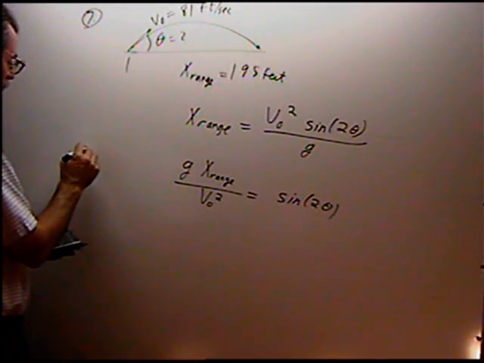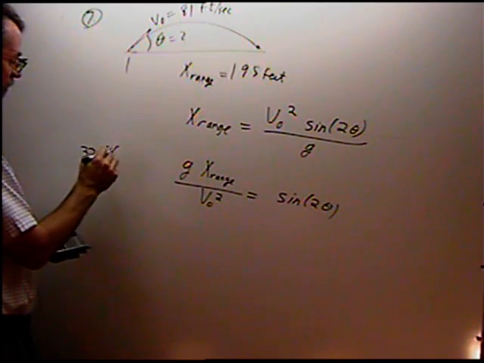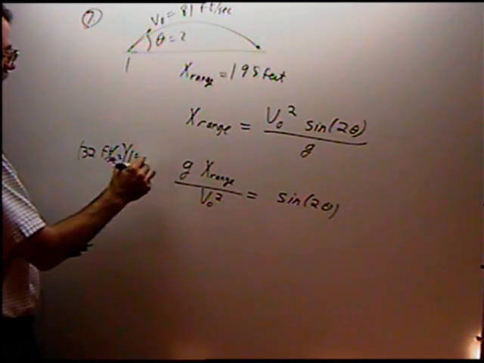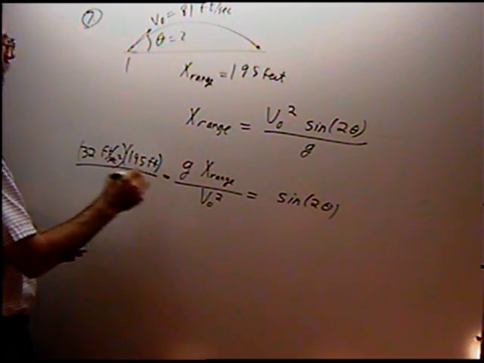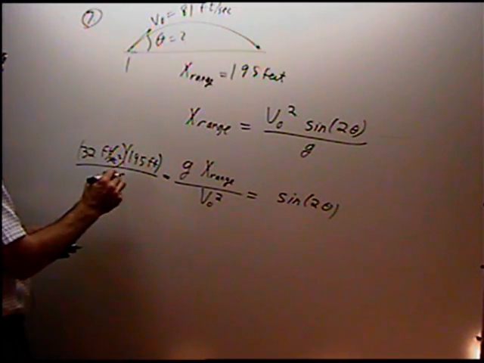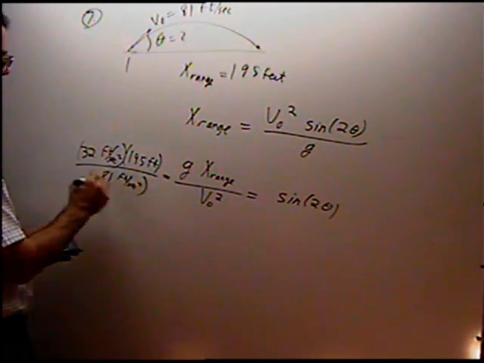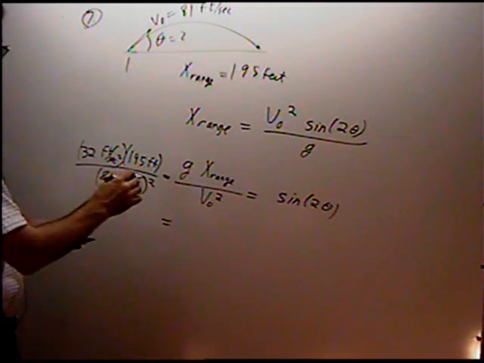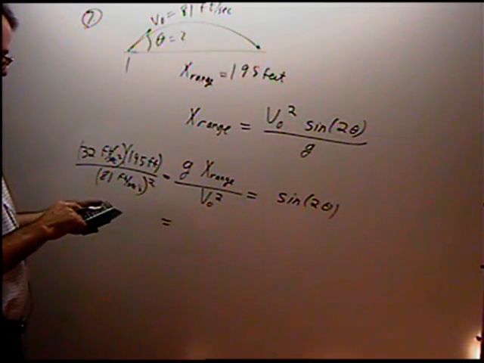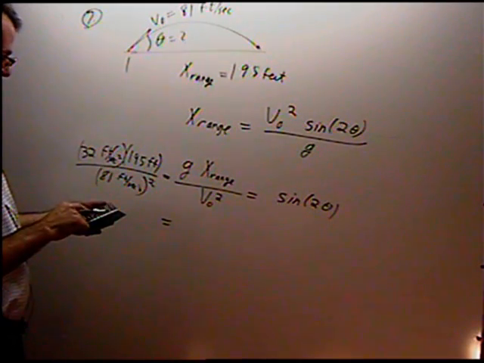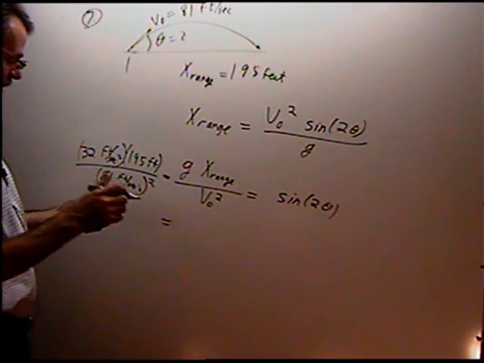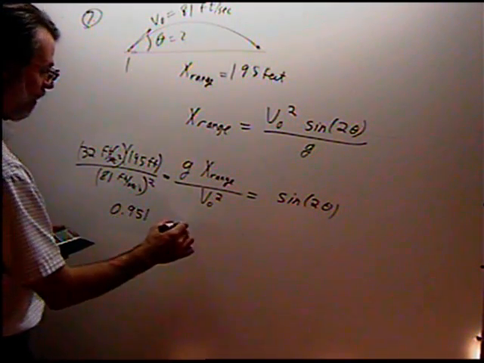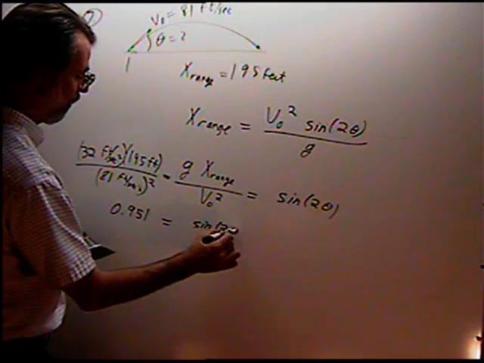So this would be 32 feet per second squared times 195 feet, divided by 81 feet per second, and I square that. So 32 times 195 divided by 81 squared, and I get 0.951. That's equal to the sine of 2 theta.